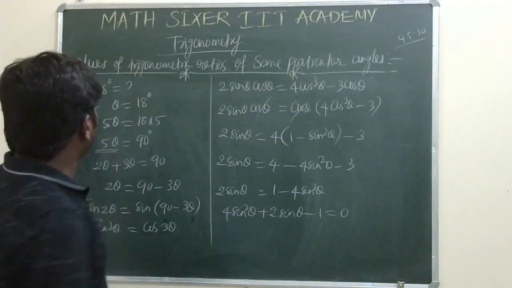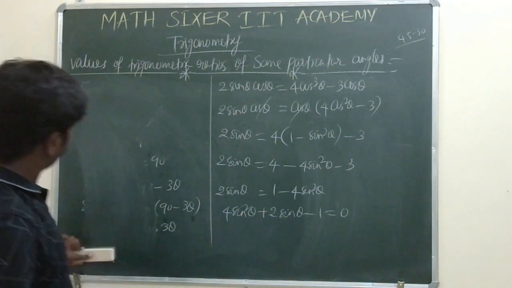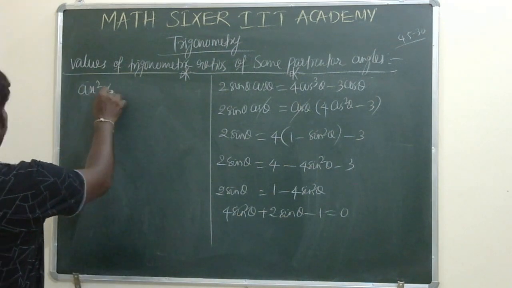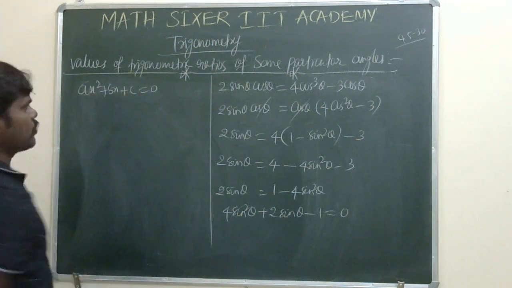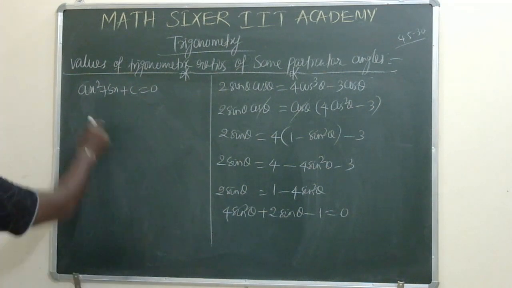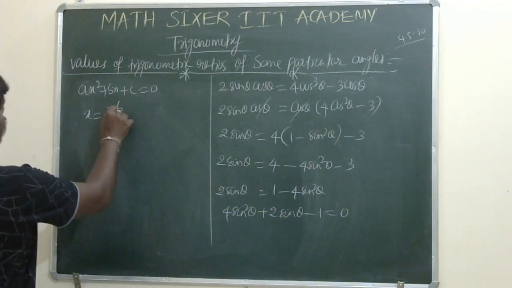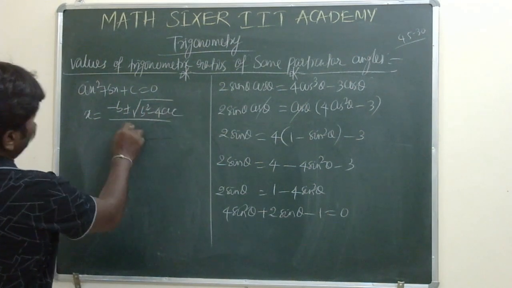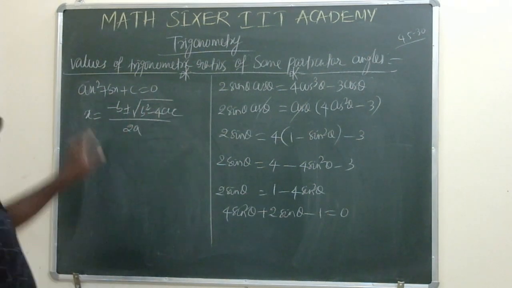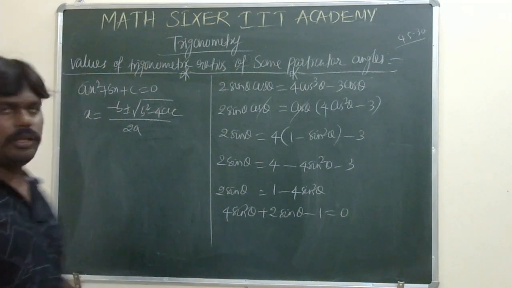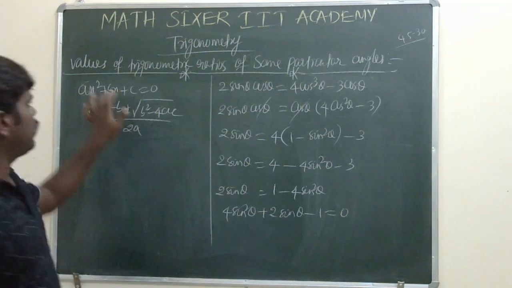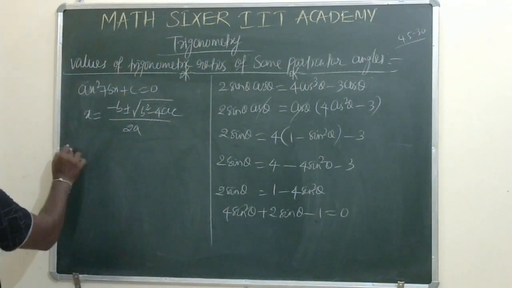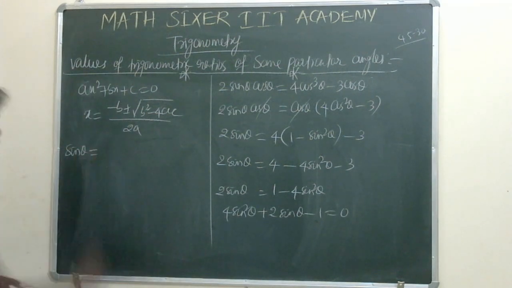So here the quadratic formula is, when we have a quadratic equation like this, ax square plus bx plus c is equal to 0, the value of x is nothing but minus b plus or minus root of b square minus 4ac, by 2a. Okay, so now in place of x we have sine, that's all. The remaining thing, a is equal to 4, b is equal to 2 and c is equal to minus 1, that you can substitute. So by the quadratic formula here you will get the value of sin theta.